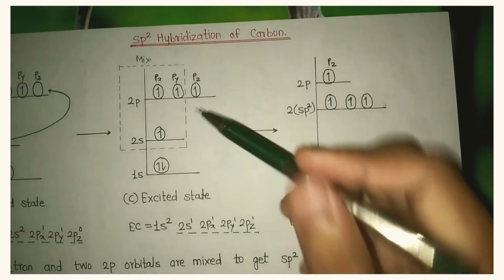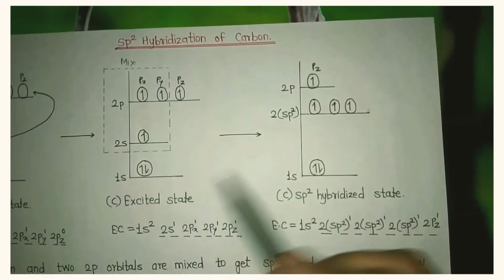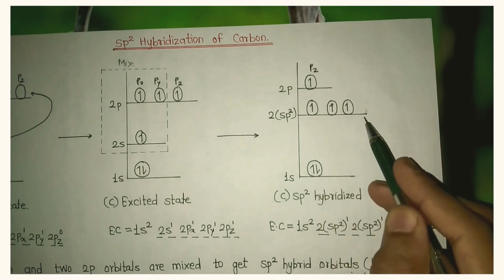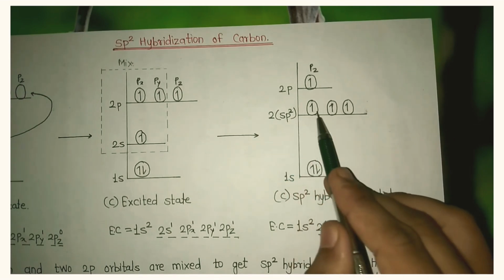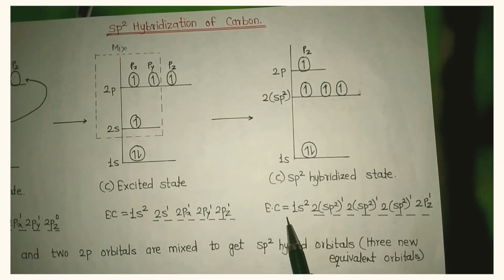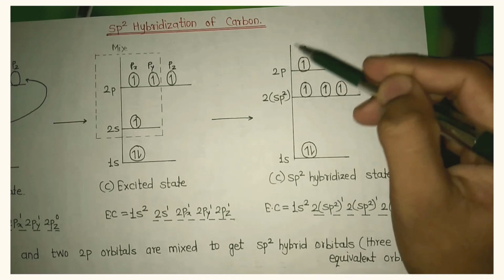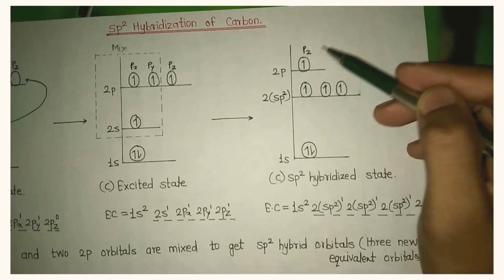After that, these three orbitals get mixed to form three new orbitals in the hybridized state. That is three new 2sp2 orbitals, 1, 2 and 3. The electronic configuration at the hybridized state of carbon is 1s2, 2sp2 1, 2sp2 1, 2sp2 1, 2pz1. The 2pz is the unhybridized orbital, involved in the pi bond formation.